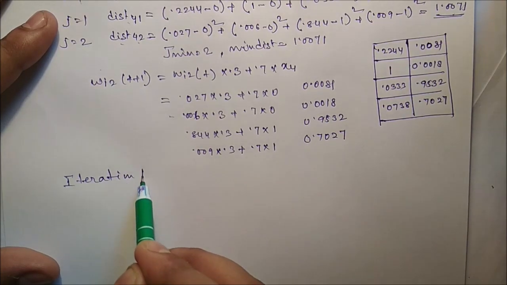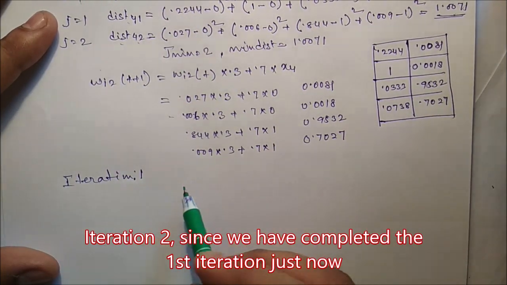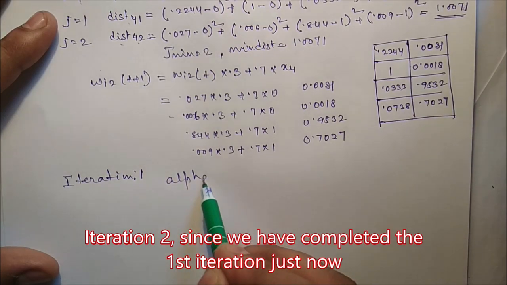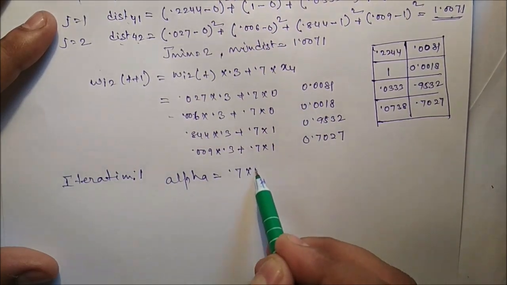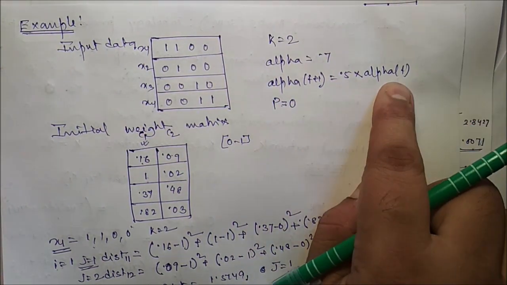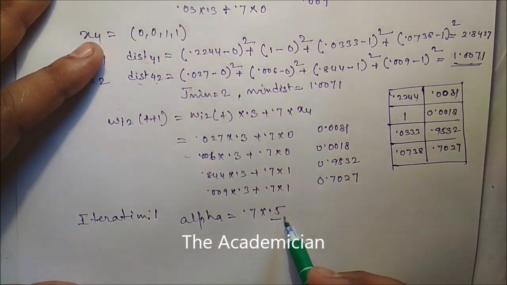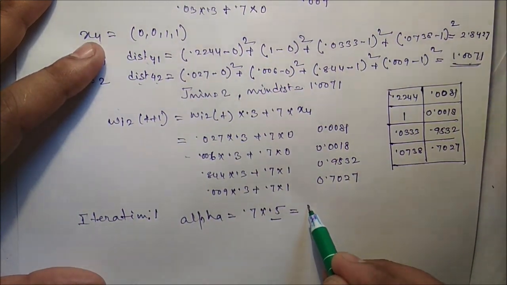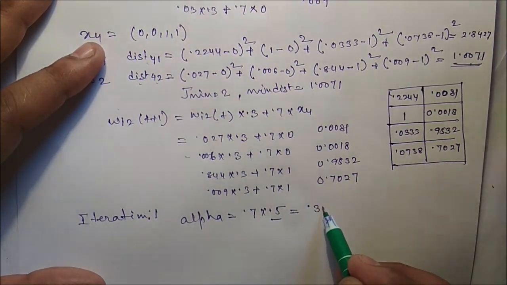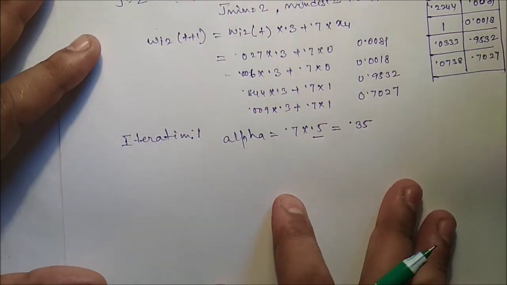So it's the first iteration. In the previous case the alpha value was 0.7. Now the alpha will be 0.7 into 0.5, because the next updated alpha will be 0.5 into the present alpha value. So the next alpha value will be 0.35, and we have to continue the whole process once again.